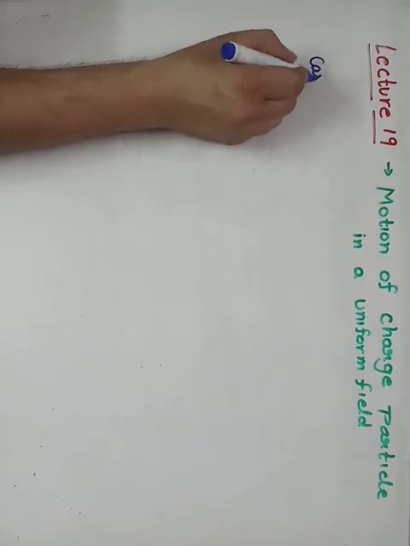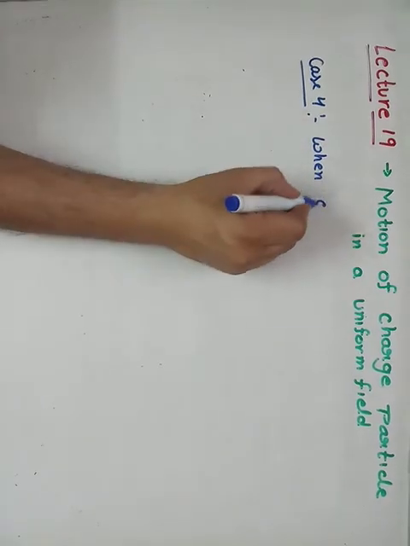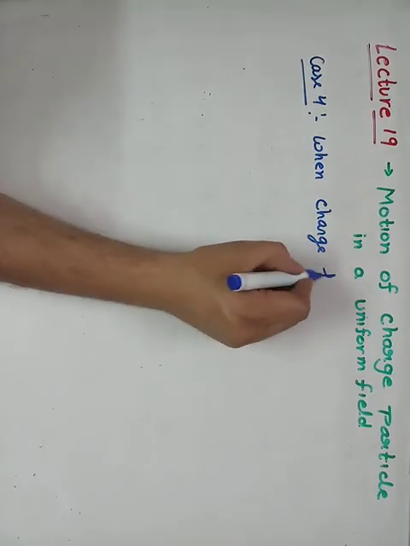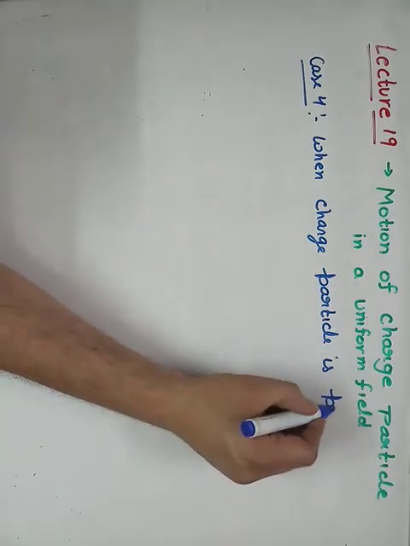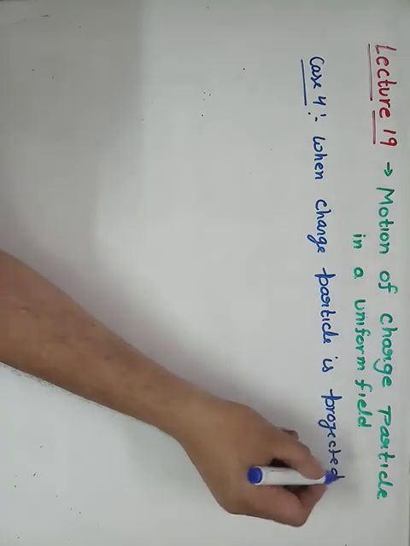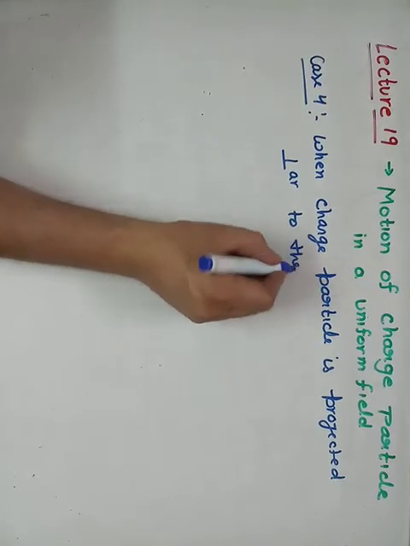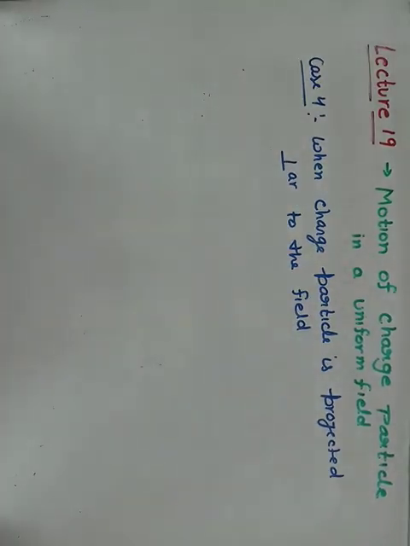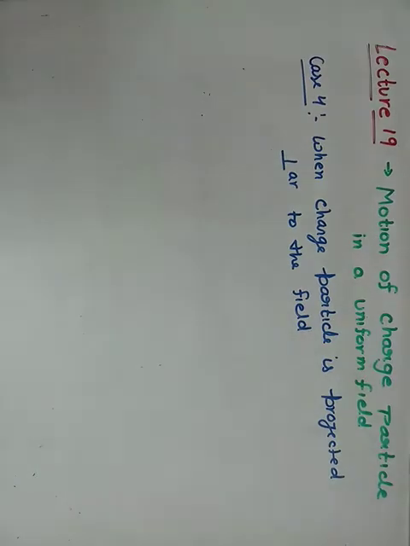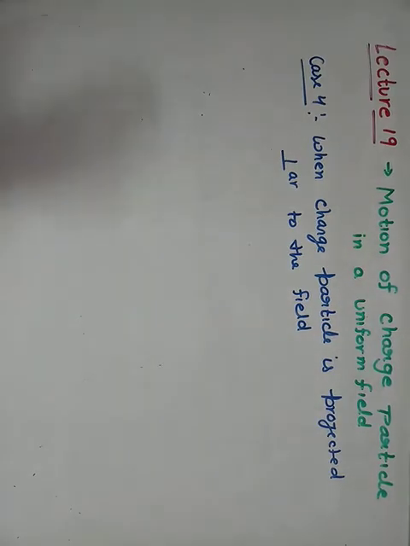Case 4, when a charged particle is projected perpendicular to the field. What will happen if we project a charged particle perpendicular to the field? For this case we consider a situation for a uniform field. Suppose we have these parallel plates.